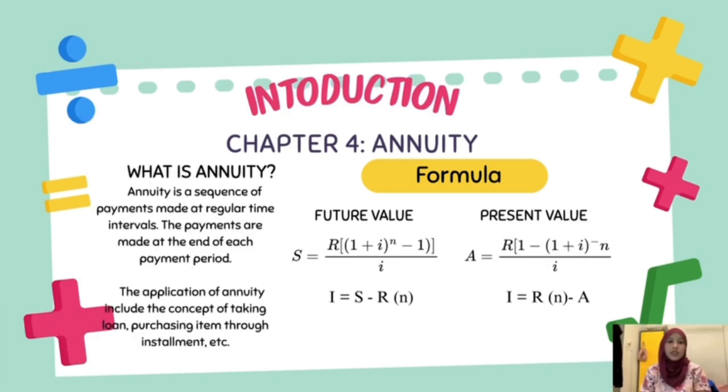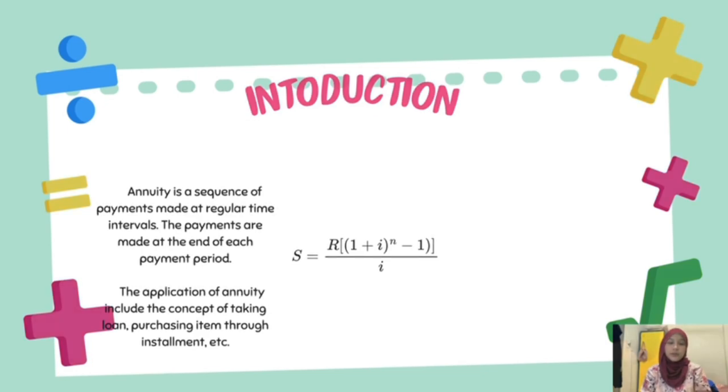Chapter 4. This chapter is about annuity. An annuity is a sequence of payments made at regular time intervals. Usually, these payments are made at the end of each period. Annuities are commonly used in real life, such as taking a loan, buying items through installment, saving for future value, and more. There are two main formulas in annuity: future value, which is S, and present value, which is A.